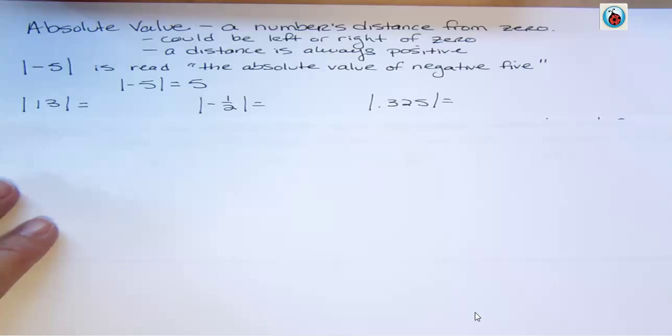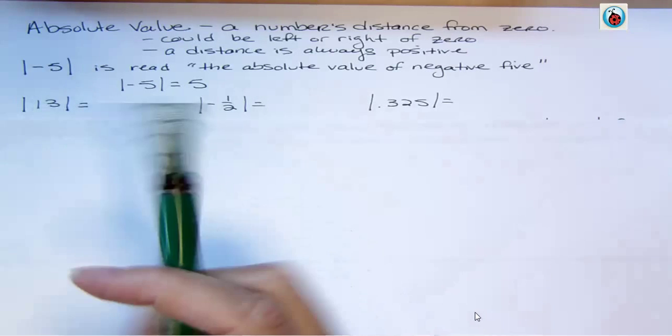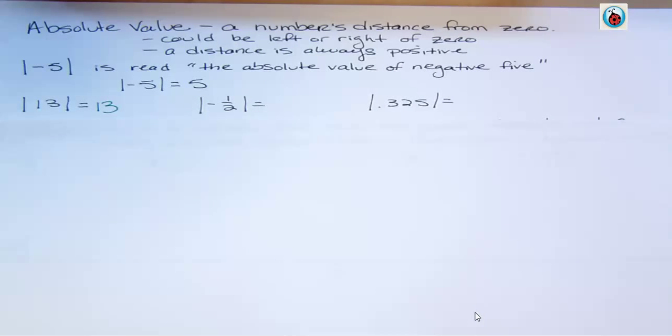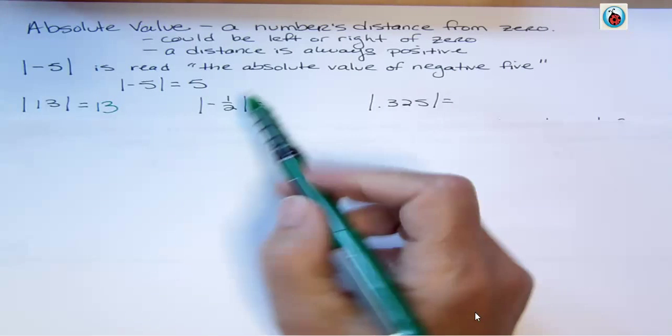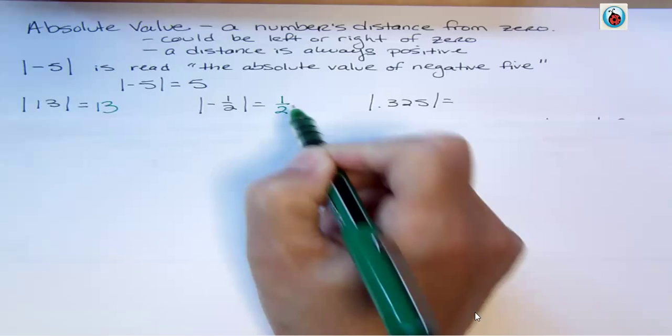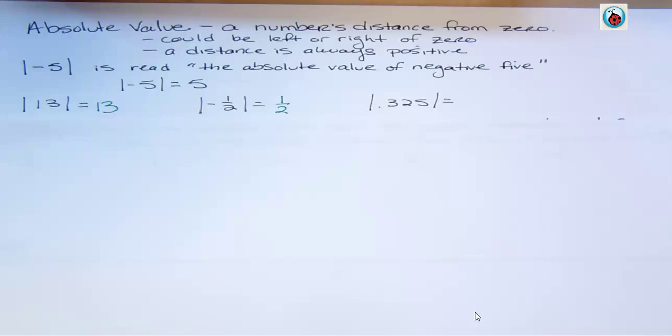We can do all of these absolute values. You might try them on your own, but we're just asking, how far away from 0 is 13? Well, it's 13 away. Remember, it doesn't matter in absolute value if we're starting from the left or the right. We're just finding out how many units away we are. The absolute value of negative 1/2 is 1/2, because that's how far away from 0 it is.